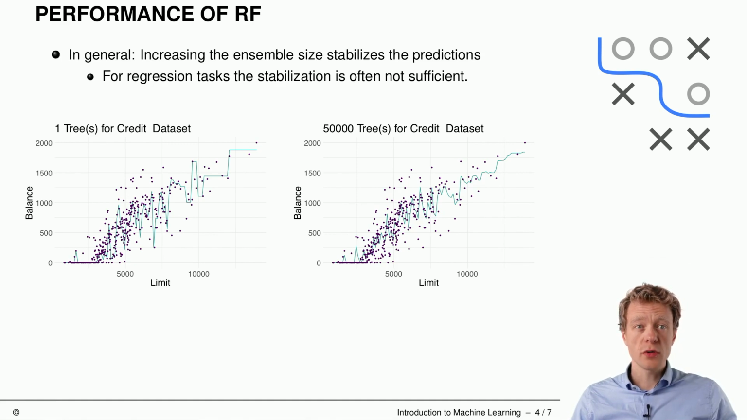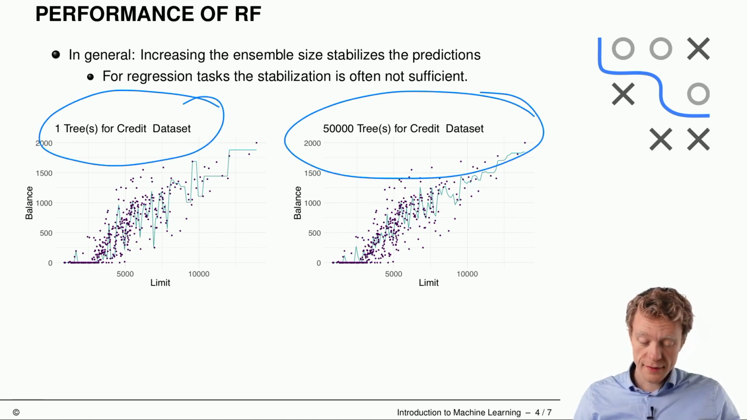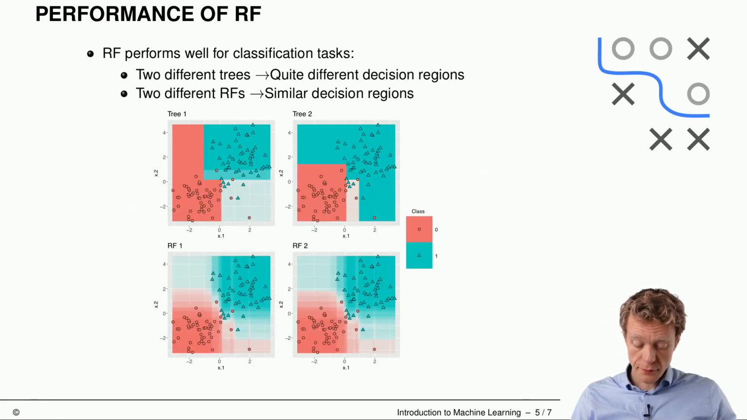In general, there's one rule: increasing the sample size stabilizes the predictions, which you perhaps can see somewhere here. On the left-hand side, it's just one tree. On the right-hand side, we have 50,000 trees, which is usually too much, but this stabilizes the prediction. Still, sometimes for regression tasks, the stabilization is often not sufficient, which means that we need some more tricks, which you will learn about, of course. But for classification tasks, this works quite nicely.